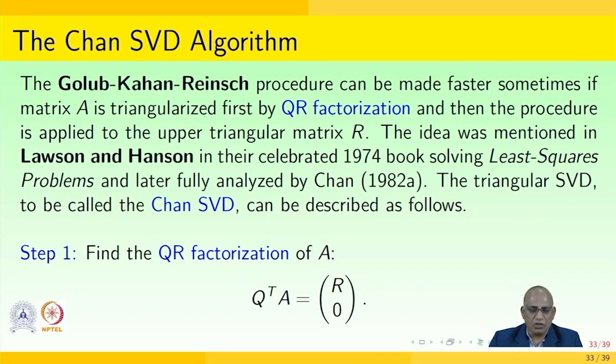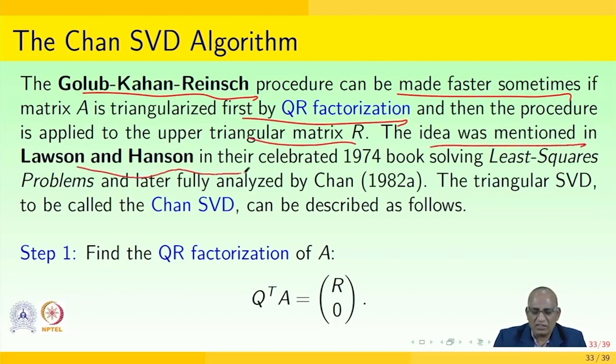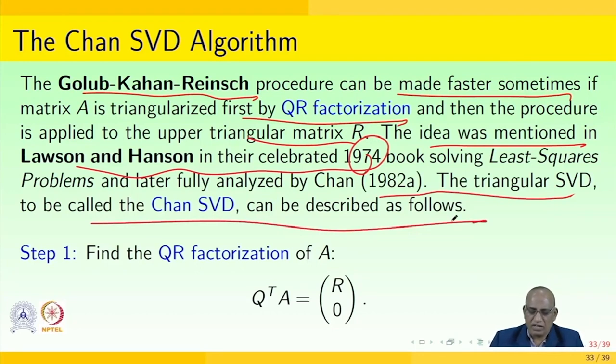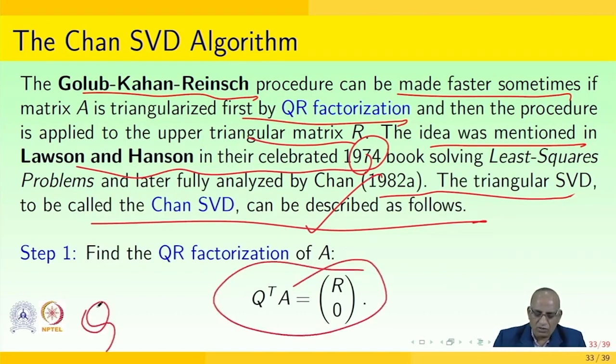Then let's look into another SVD algorithm, what is called the Golub-Kahan-Reinsch algorithm. The procedure can be made faster if a matrix A is triangularized first by QR factorization and then the procedure is applied to the upper triangular matrix. The idea was mentioned by Lawson and Hanson in their celebrated 1974 book on solving least squares problems, and later fully analyzed by Chan, the triangular SVD being called the Chan singular value decomposition, and can be addressed as follows. Find the QR factorization of A, such that Q transpose A is equal to R, 0.